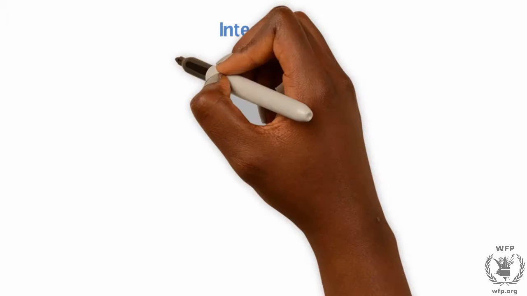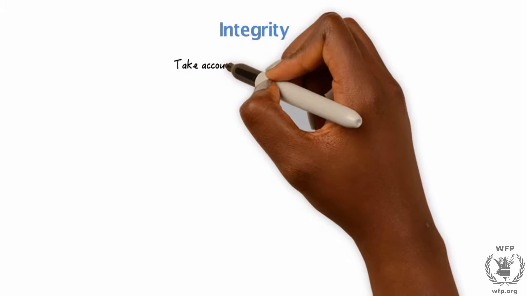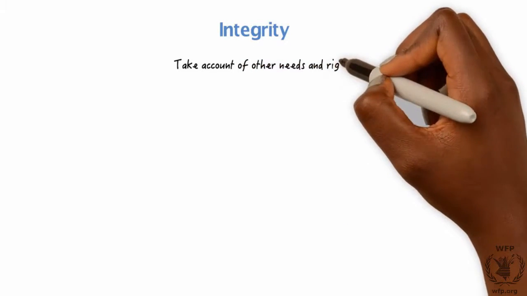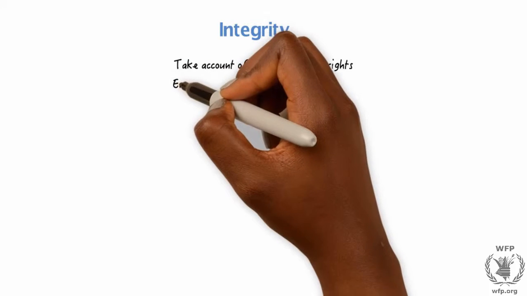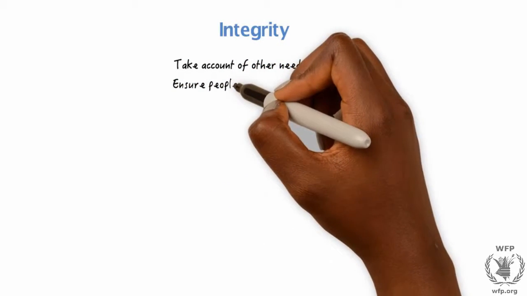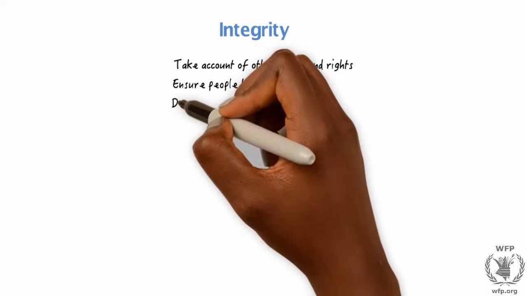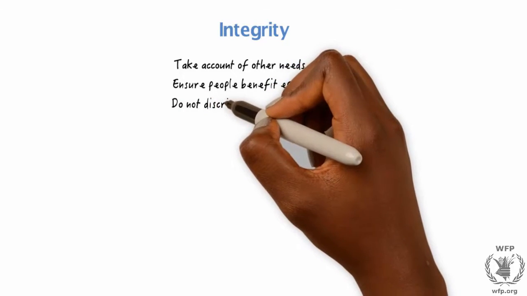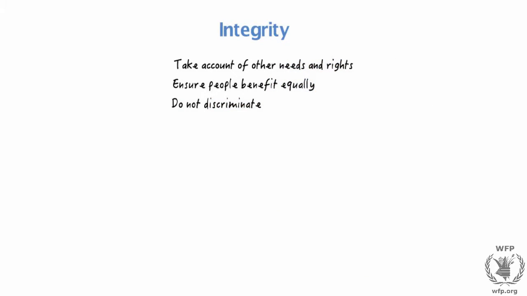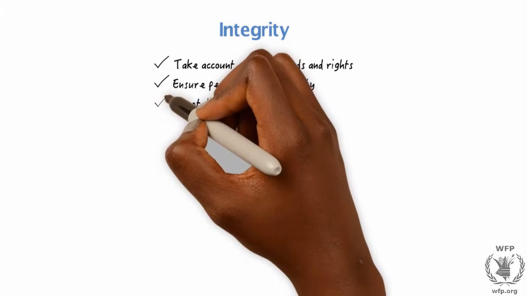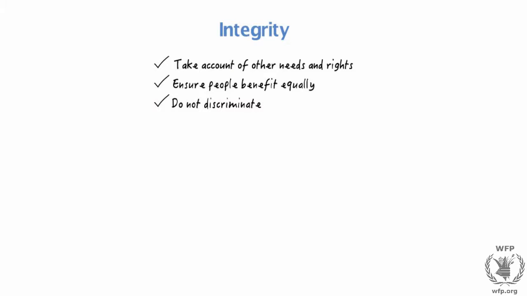The third element of WFP's approach to protection is integrity. Although we focus on addressing people's hunger, we know that they have a full range of other needs and rights: physical, emotional, social, cultural, and spiritual, that we have to take into account. Considering people's different needs and capacities helps ensure that everyone benefits equally from our assistance and that we do not inadvertently perpetuate or exacerbate discrimination.